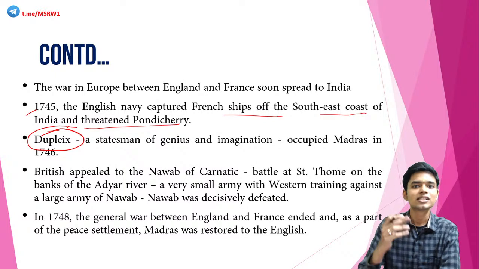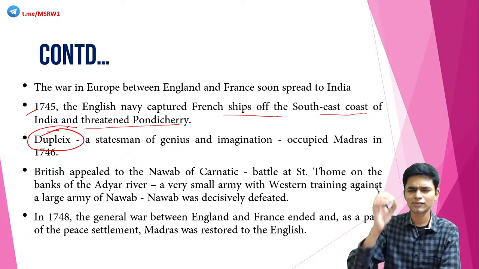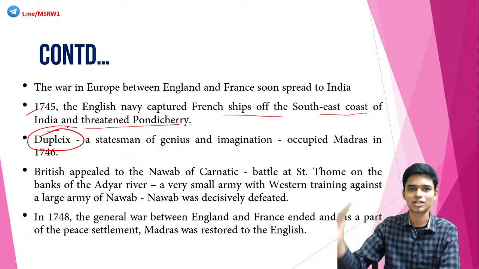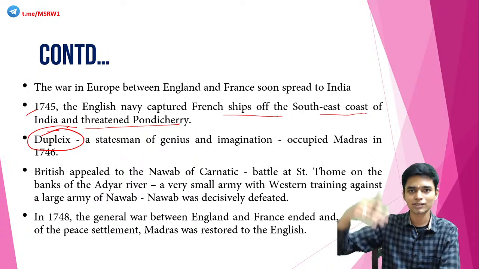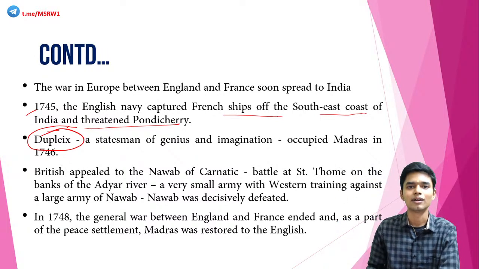Clear? The British lost against Dupleix. Dupleix was one of the best in the French line, and there was nobody in the English line who could compete with him. That was his personality, his leadership capabilities.